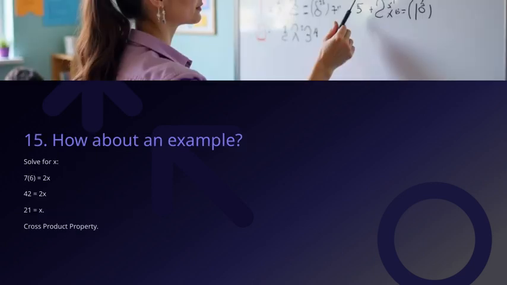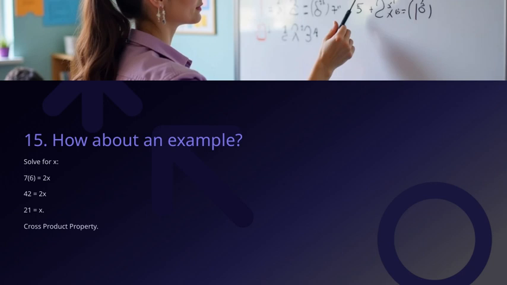All right, let's work through an example to see how this works in practice. We want to solve for x in the equation 7 times 6 equals 2 times x. So we start with 7 times 6, which gives us 42. And that's equal to 2x. Next, to isolate x, we divide both sides by 2. Dividing 42 by 2, we get 21. And that's our solution for x.